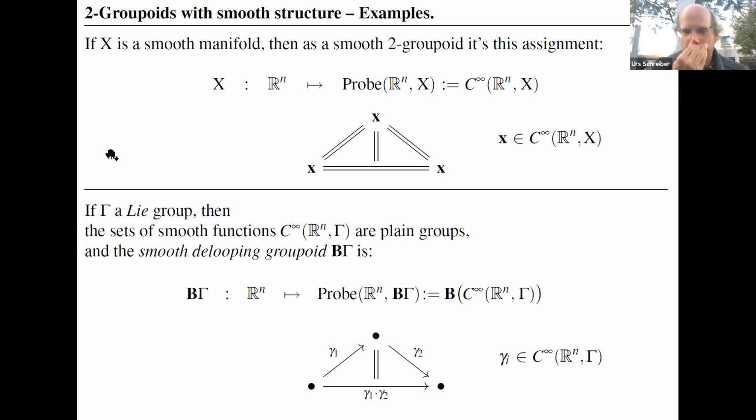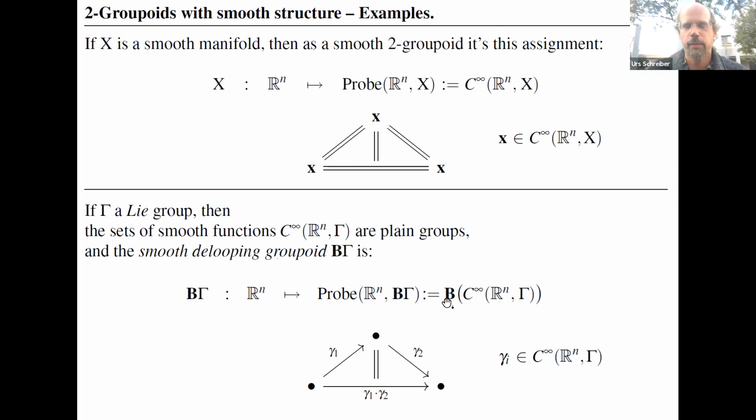So here's the next, more interesting example, or maybe slightly orthogonal to the previous one. We take Γ to be a group, which is now a Lie group. So it has the smooth structure of a manifold. And that means that for each R^n, the sets of smooth functions from R^n to Γ of course have group structures just by pointwise multiplication, using the group operation on these functions. So these are groups.